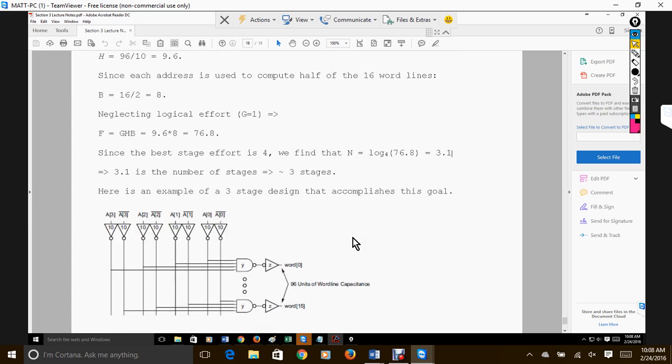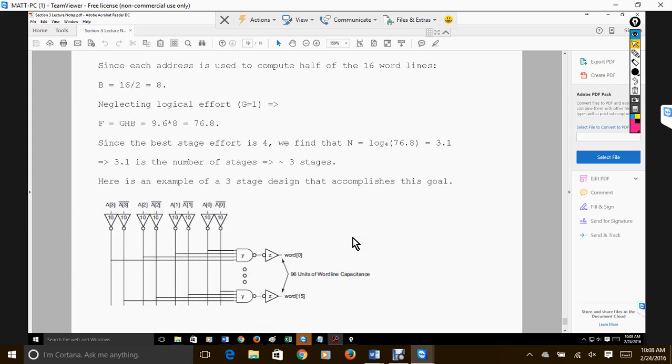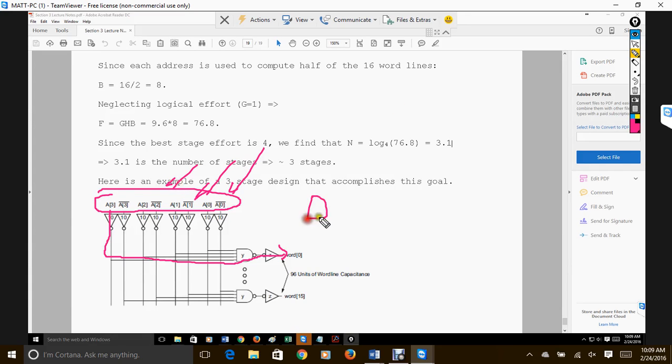And then this circuit here is an example of a 3-stage design that actually accomplishes this goal. So here we have, for each line, the value and its inverse. So it goes through here, goes through a 3-input AND gate, and on the output. So this is an example of a circuit that does this. The reason why they're splitting up this way, this is an example of something known as dual rail.